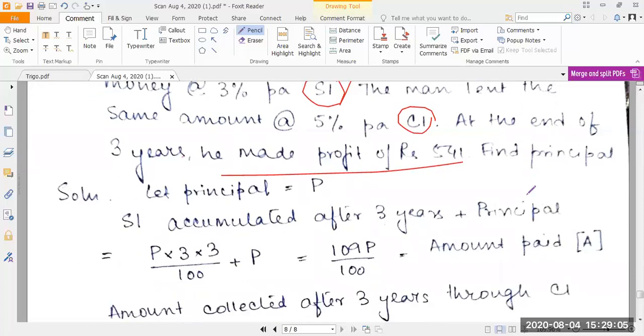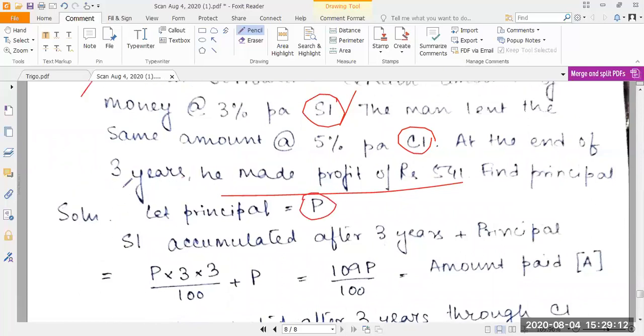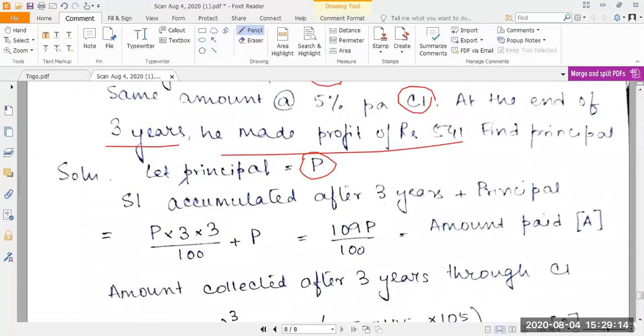So let's assume the unknown variable that we have to find to be P. And at the end of 3 years, so the time period under consideration is 3 years, what we'll do here is we'll take costs and benefits into account. The cost will be when he is acting as the debtor of the loan. So when he is paying interest, that is the portion where we consider the simple interest. So that is the cost that he incurs.